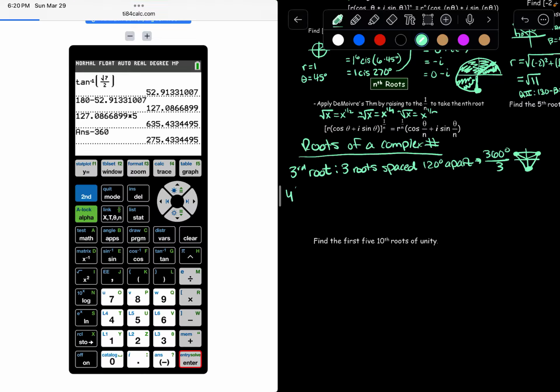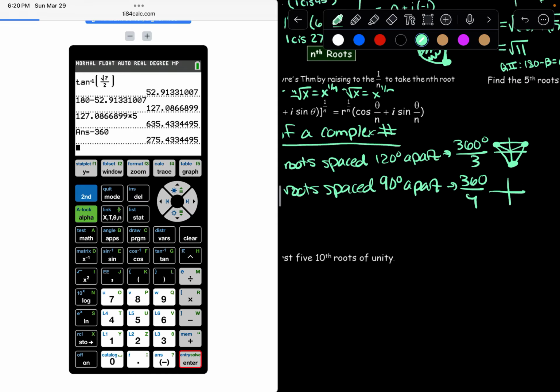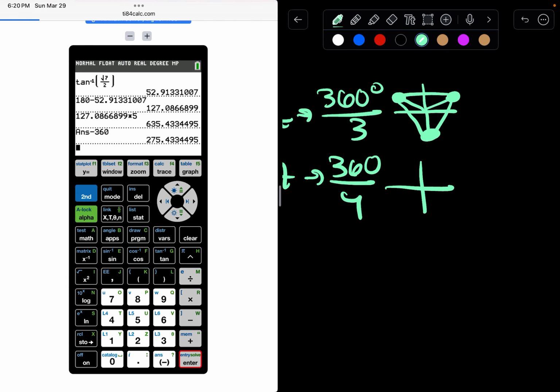If we take a 4th root, we will have 4 roots spaced. And if we think 360 divided by 4, we get 90 degrees apart. So 360 divided by 4. And if we were to think about this, this would create the vertices for a 4-sided polygon, which will be our square.